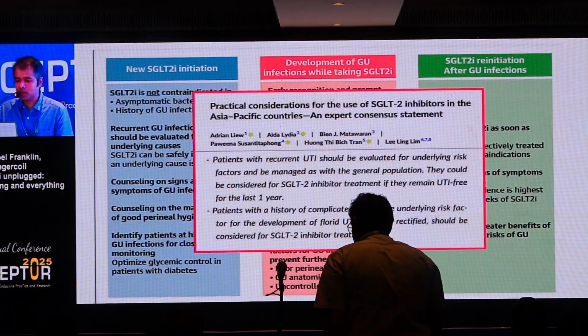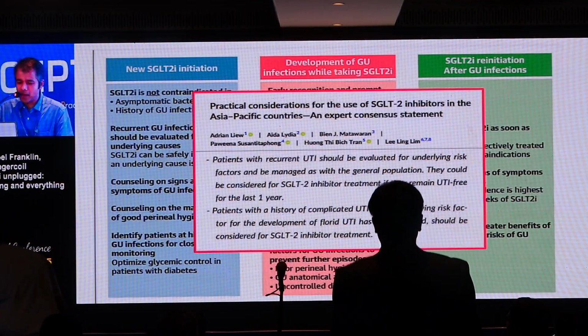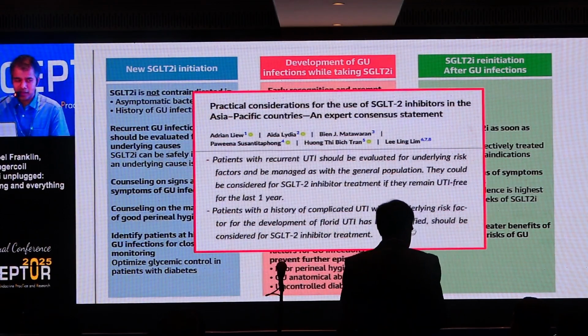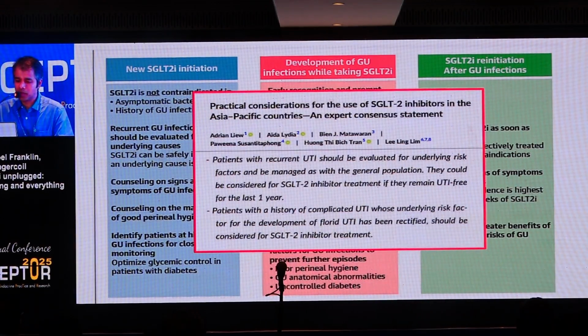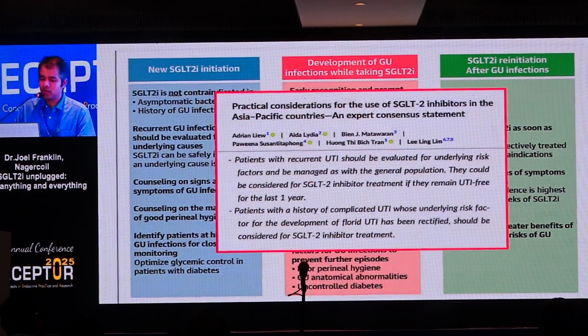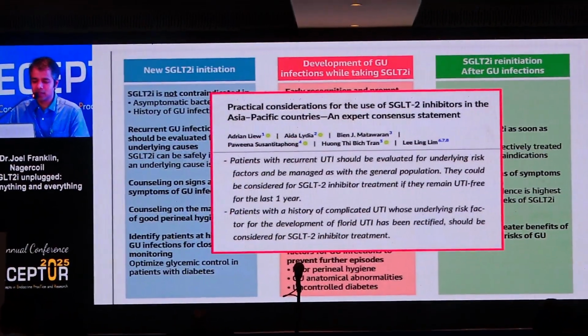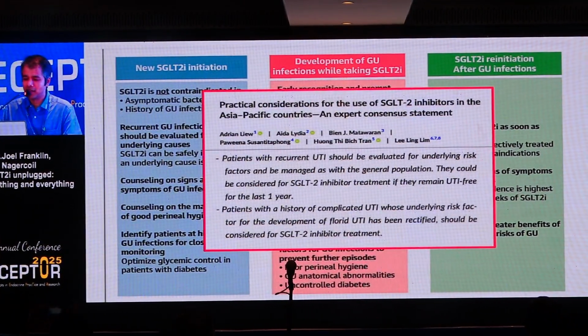And we have one consensus for Asia Pacific countries. So here what they have mentioned is those who are having recurrent UTI, we should evaluate for underlying risk factors. And if they are UTI free for more than 1 year, then you can start the patient again on SGLT2 inhibitor. This sounds more or less valid. And if you are practicing, you can try that 1 year free interval.